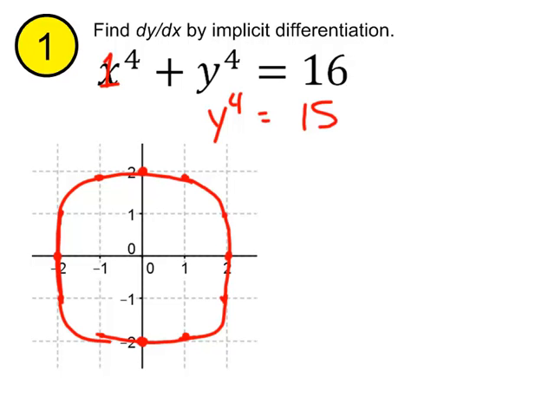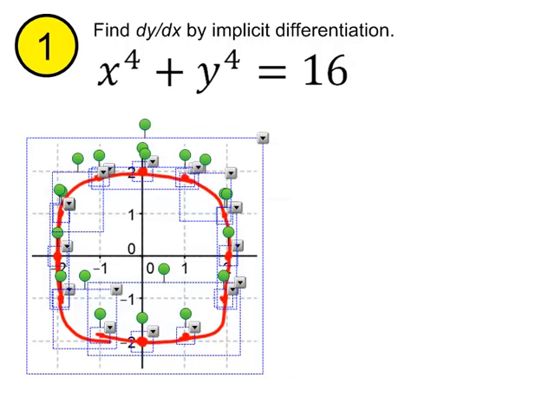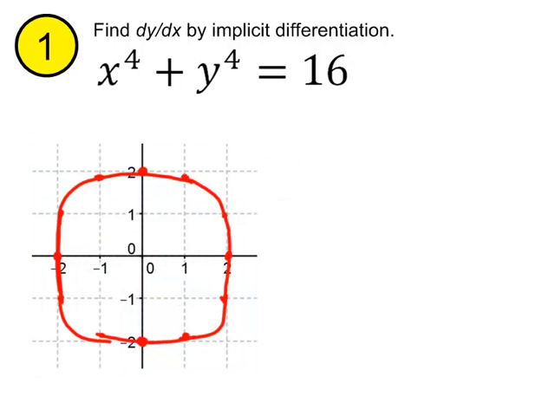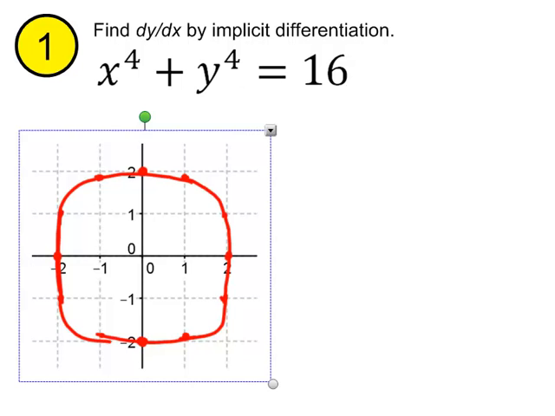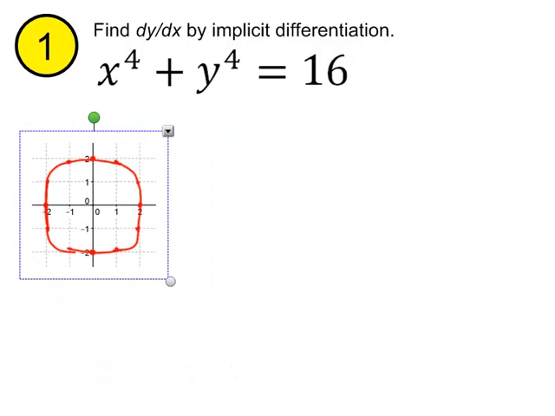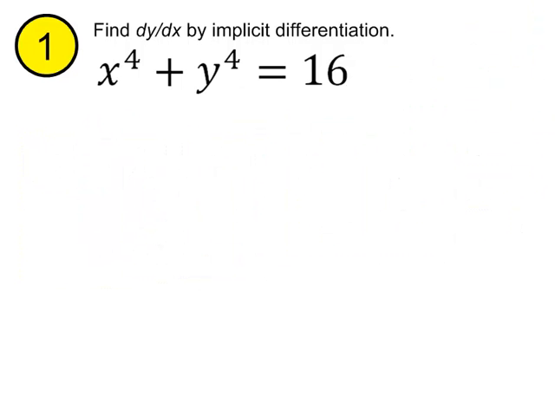All right, let's now do some calculus on this and figure out what the slopes of the tangent lines to this shape would be. With implicit differentiation, we're not going to bother trying to get y all by itself. We're not going to try to get y as a function of x. Let me just move this off to the side. We're just going to leave this equation as is and differentiate it in its present form.